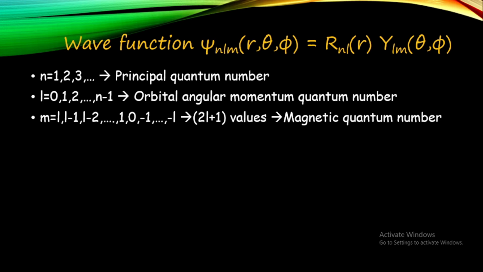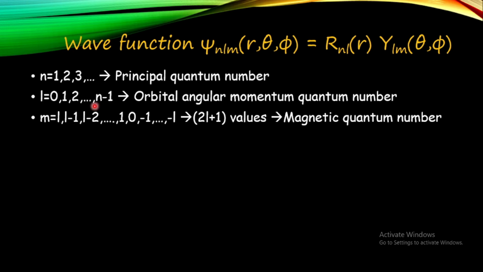And finally, the magnetic quantum number, which again depends on L, and it runs from minus L to plus L. So the total number of values of M depends on L, which is given as 2L plus 1. That is, if n is equal to 2, then L will be equal to 0 up to 2 minus 1. That is 1. So L will be equal to 0 comma 1.